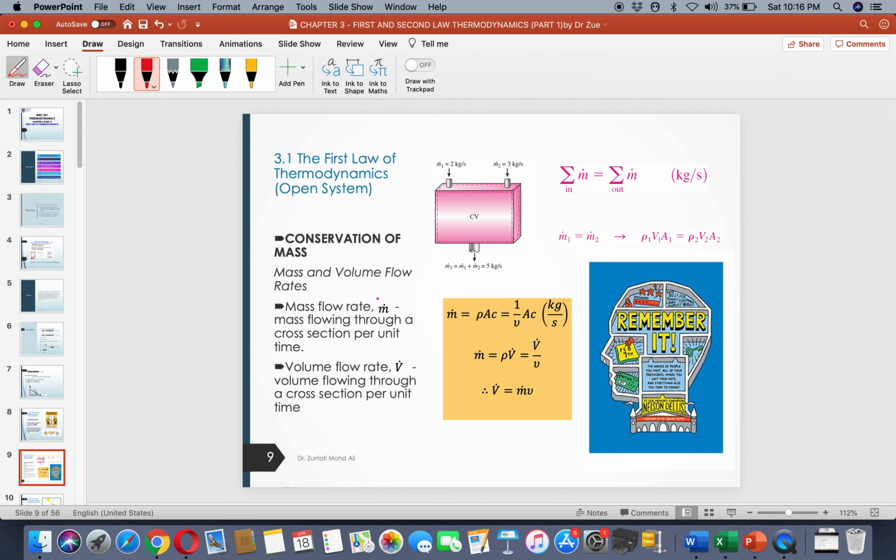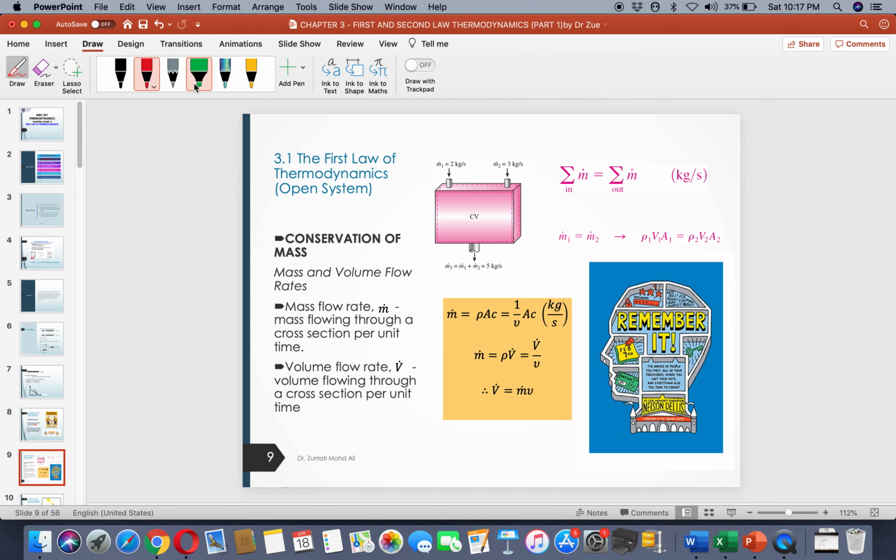What is mass flow rate? Mass flow rate is given as m dot. Okay, it's related to time. When we talk about rate, we always talk about time. So the dot here shows that it is related with time. Okay, so m dot is mass flowing through a cross section per unit time. And volume flow rate is V dot. What is V dot? Volume flowing through a cross section per unit time.